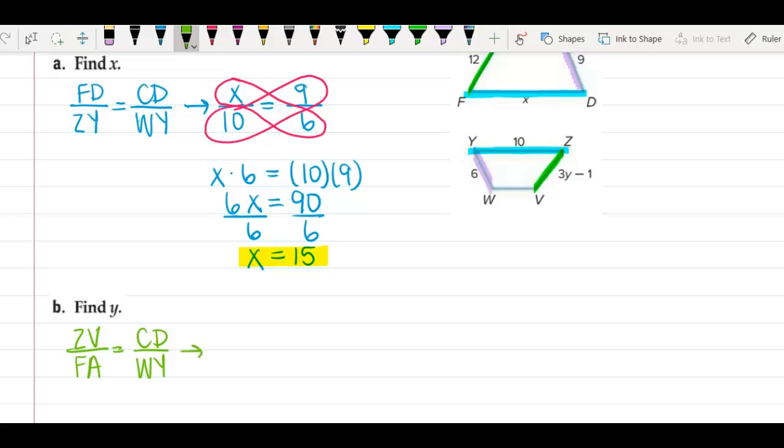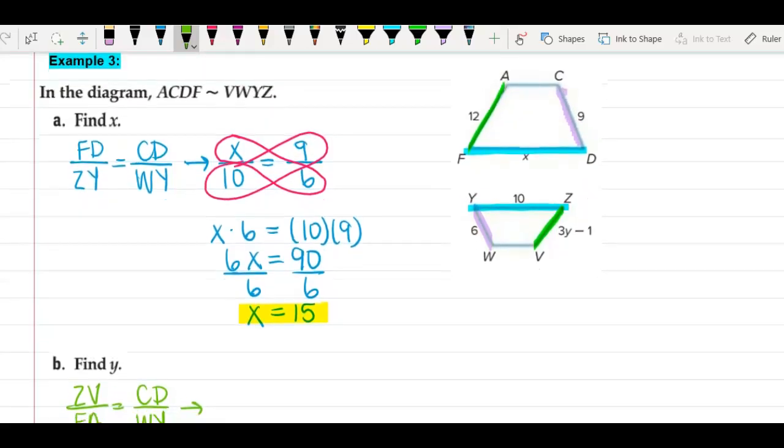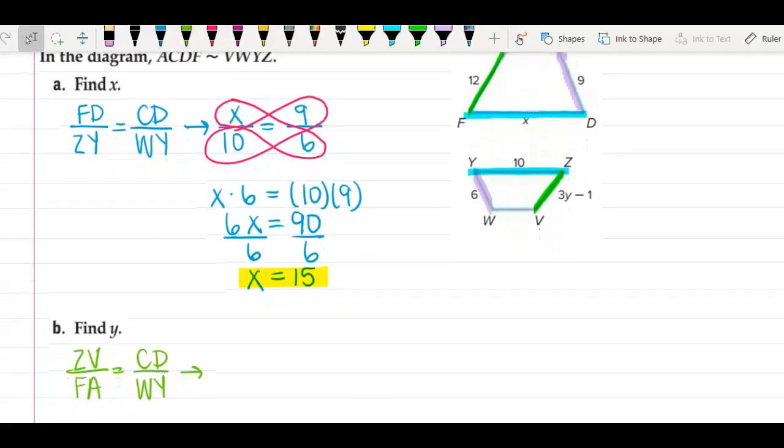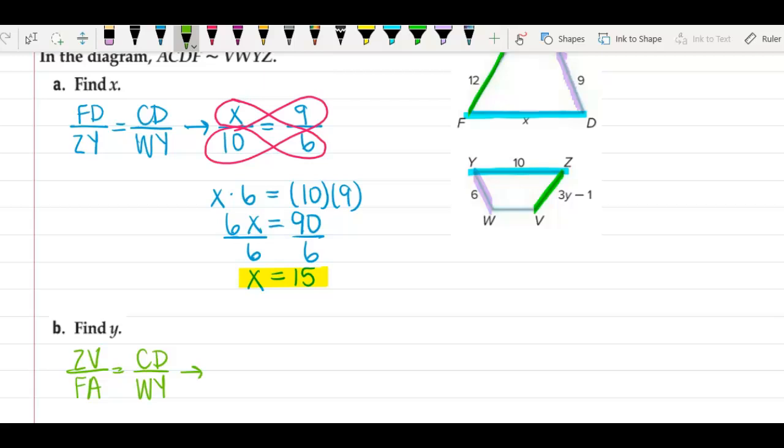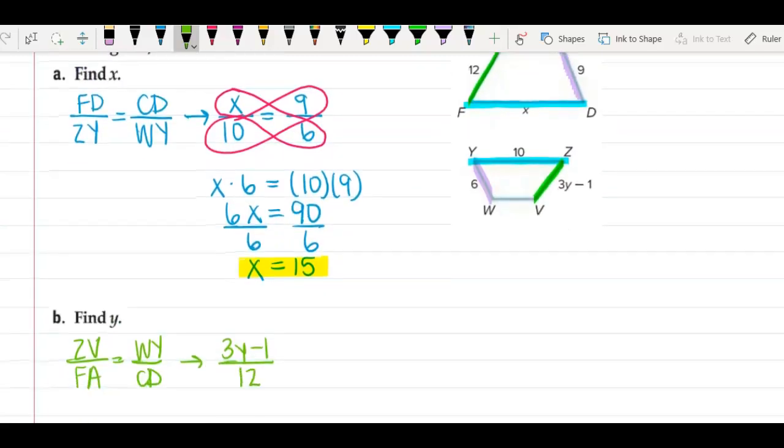ZV. Oh, I made a mistake. See, what I did is I took ZV and put it on top for the first one. Well, I need to switch my proportion because I flipped it the other side. So I want to put WY over CD. So ZV would be 3Y minus 1. FA is 12. WY is 6. And CD is 9.